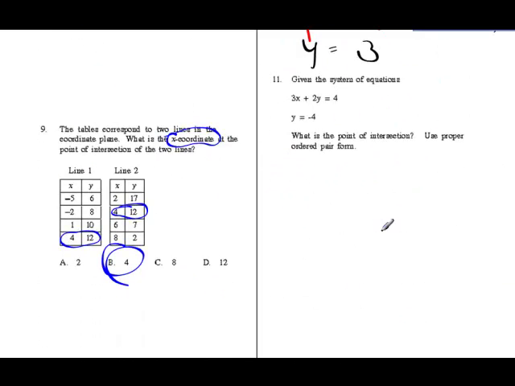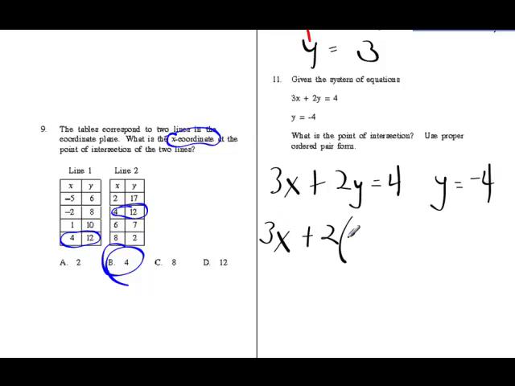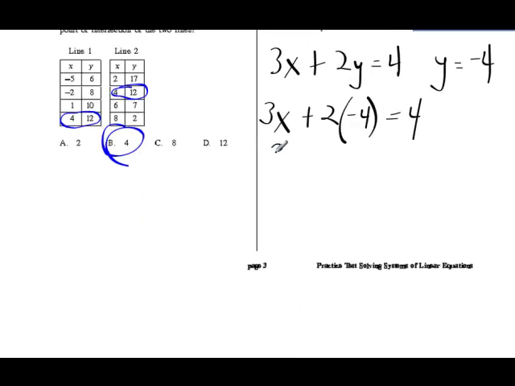What method do we want to use for number 11? Substitution. Yeah. Because, again, I have an equation with only a y or x. And look, that's already done for us. We already know half of it. So now we're going to do the same thing as we did in number 10. It's substitute. So we have 3x plus 2 times y equals 4. Okay, so 3x plus, what is that? Negative 8. It's a two-step equation.